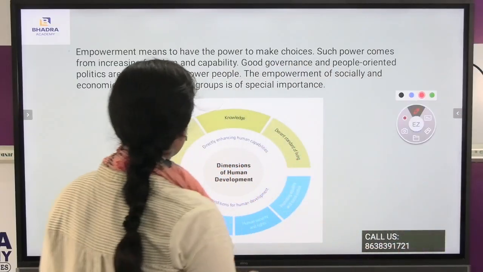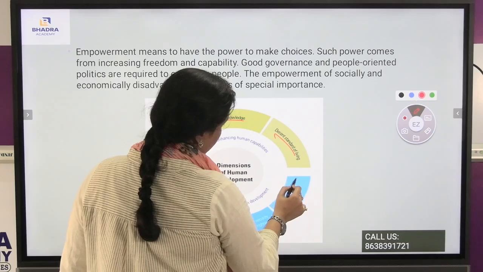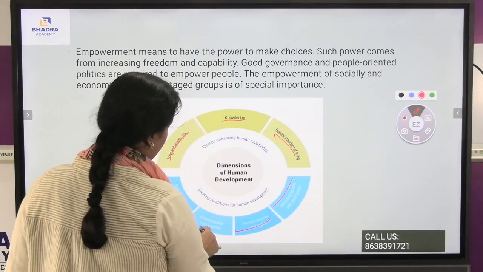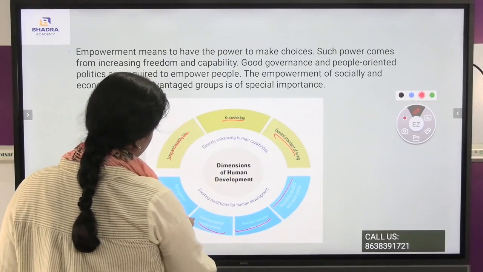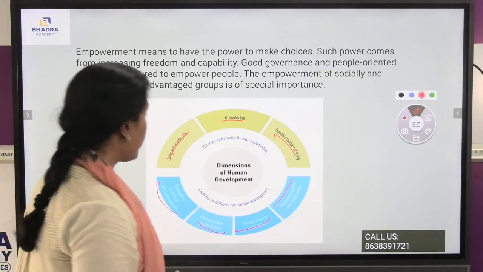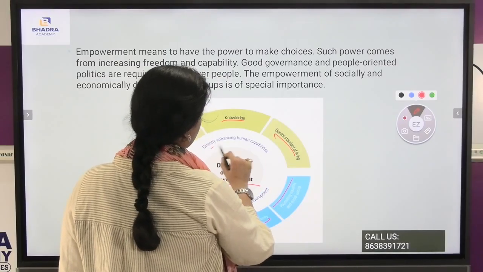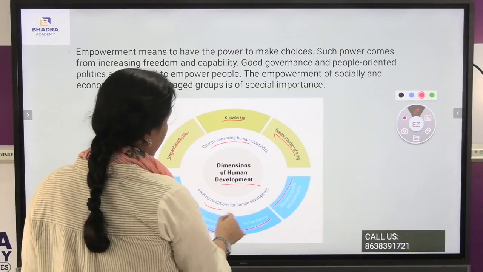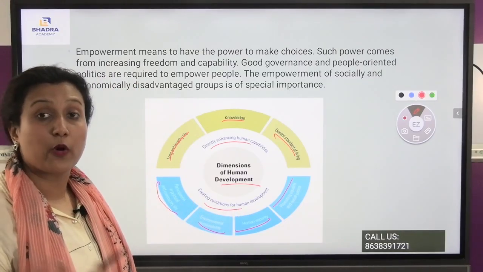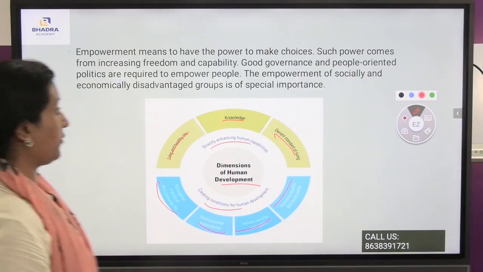The other pillars come here: long and healthy life, knowledge, decent standard of living, promoting equality and social justice, human security and rights, environmental sustainability, participation in political and community life. So these are also the dimensions of human development. If there is proper human development, then there is direct enhancing of human capabilities and also conditions for proper human development. So this is the diagram of the dimensions of human development.